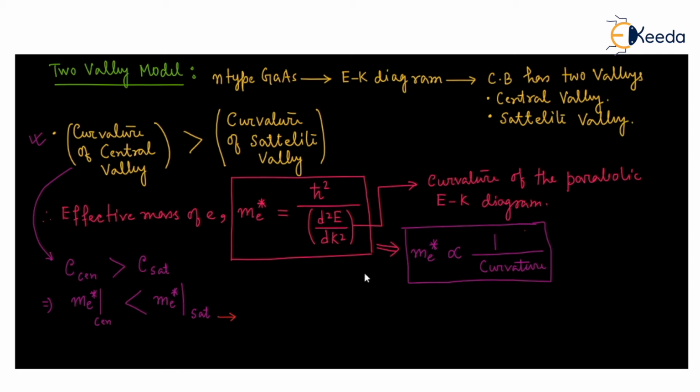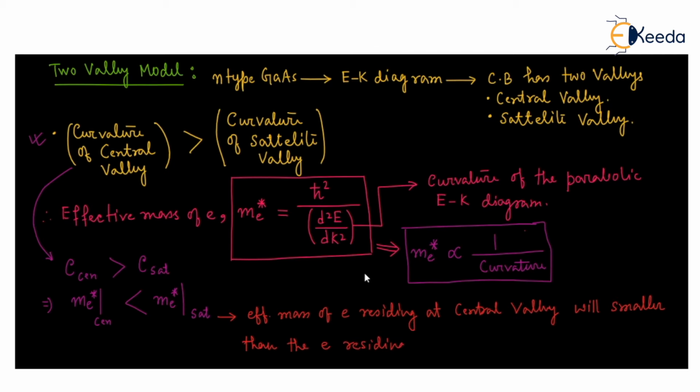that the effective mass of an electron residing at the central valley will be smaller than the electrons residing at the satellite valley.